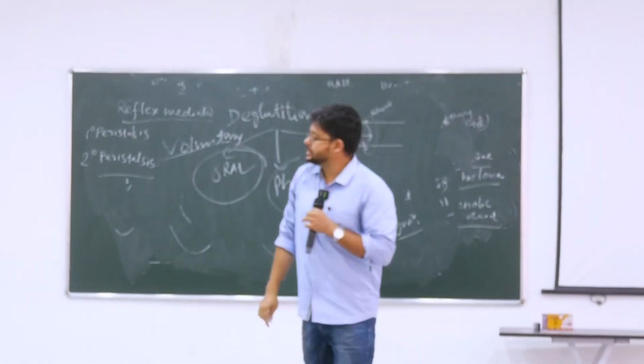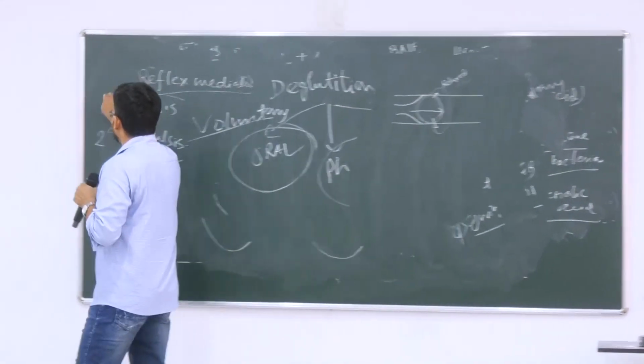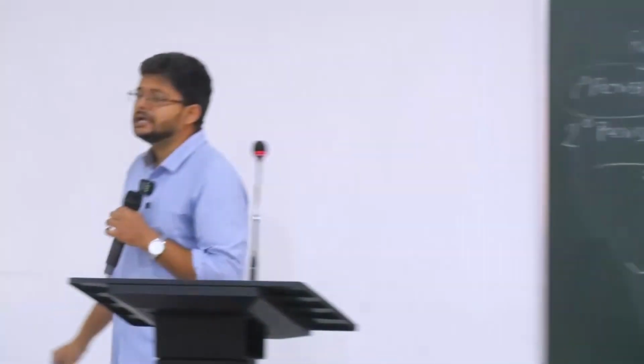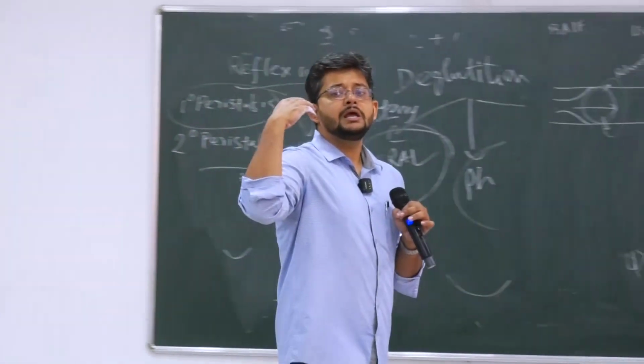বাট দ্য প্রসেস ইজ দিস, দিস ইজ দি প্রসেস বাই হুইচ থিংস উইল মুভ অন ফ্রম প্রক্সিমাল টু ডিস্টাল পার্ট. So that was the primary peristalsis. What is the secondary peristalsis? Secondary peristalsis helps in clearing out any debris or any leftover. Secondary peristalsis happens for clearing out any debris or any leftover.